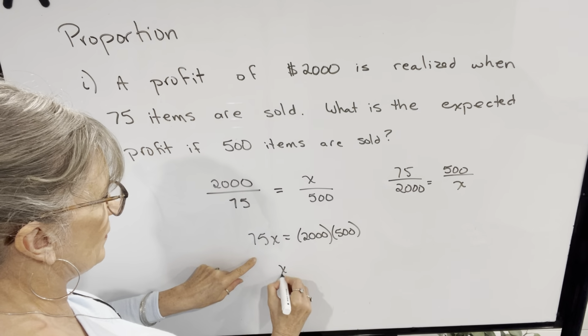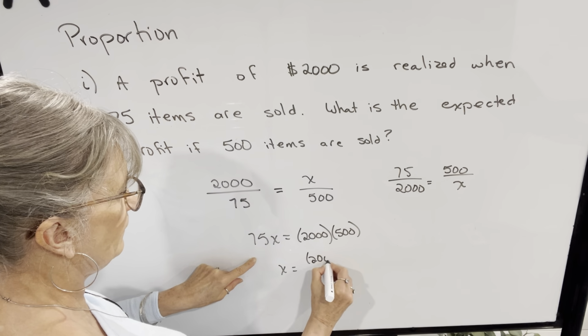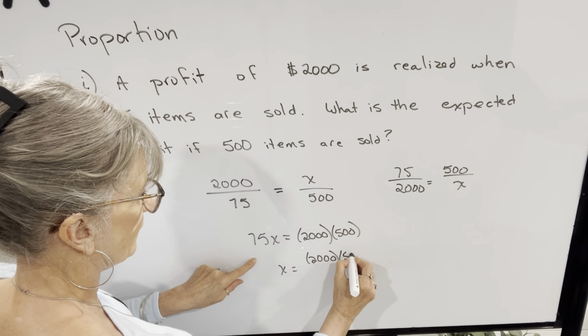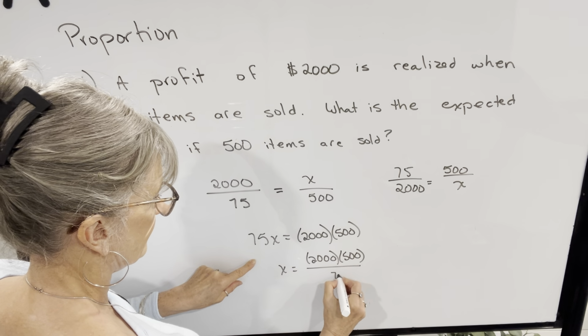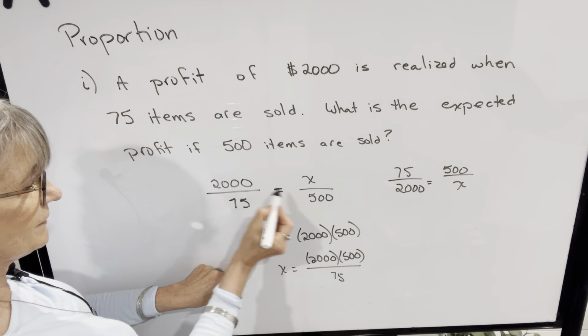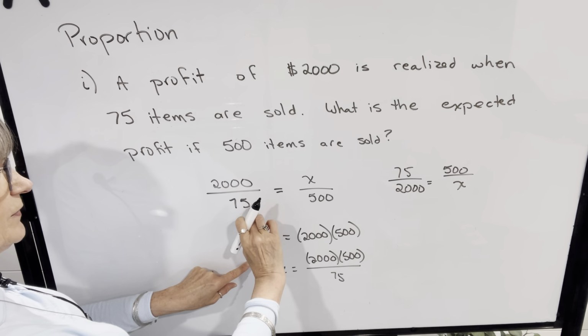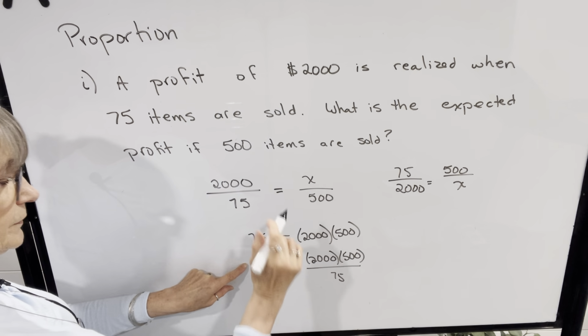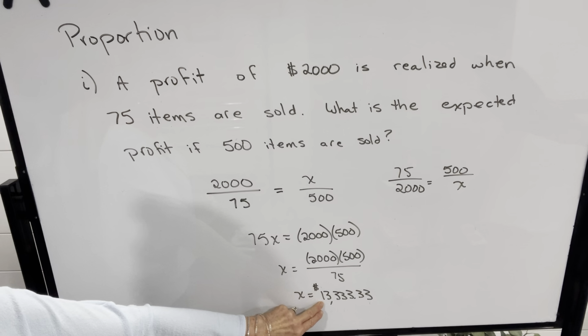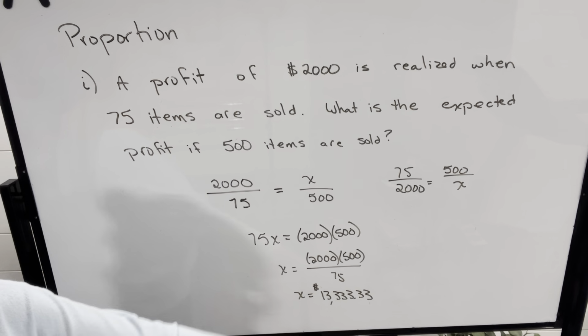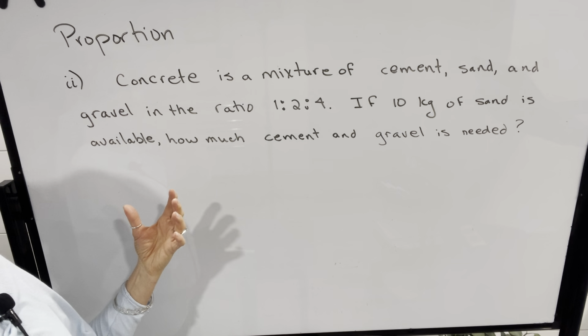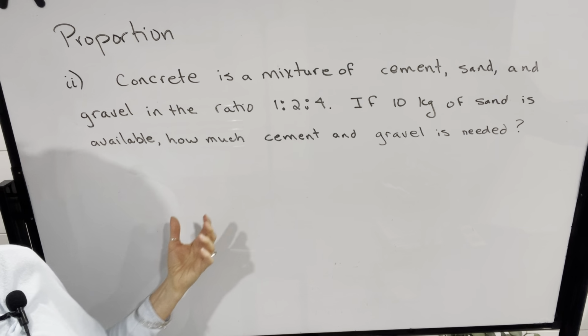To solve for x, I'm going to divide both sides by 75. So in other words, I went 2,000 times 500, those are the two numbers across from each other, divided by 75, the number that's diagonal with your unknown. And our answer is $13,333.33.